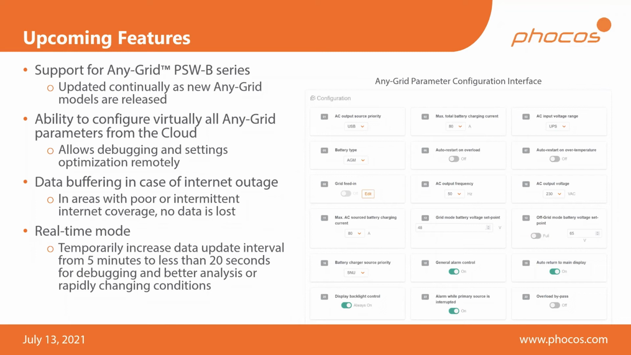The second point is the ability to configure essentially all of the AnyGrid parameters from the cloud. So you can see on the right-hand side here what that will look like. You get your familiar menu points, the same menu points that you will find when you're physically in front of the unit on the LCD display. And you will get the associated values the way they are currently set on the inverter, and allow you to change these values and then to update that new configuration to your inverter.